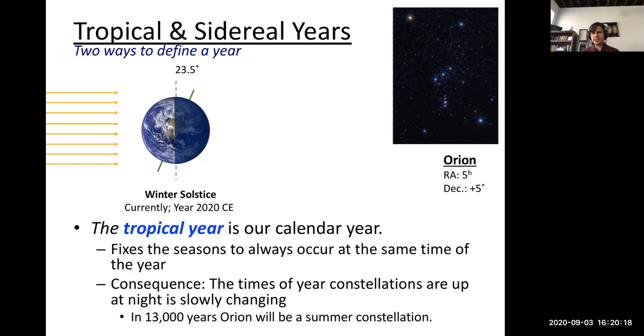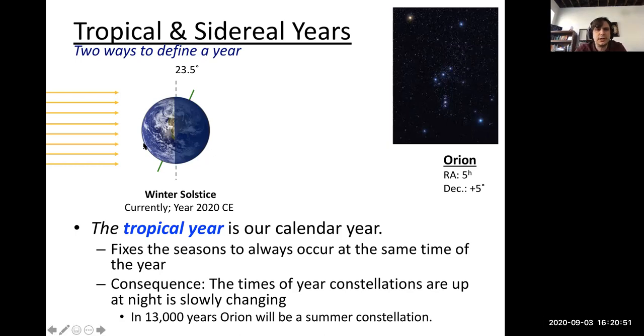So what is the change? By fixing us to a tropical year instead of a sidereal year as our calendar year, the consequence is the time of year that a constellation is up at night is slowly changing. And I'll try to demonstrate this with Orion. Orion is currently a winter constellation. It has a right ascension of 5 hours, which means that it's going to be at midnight crossing the meridian roughly around the December times. So a winter constellation. You can see it at night in the winter.